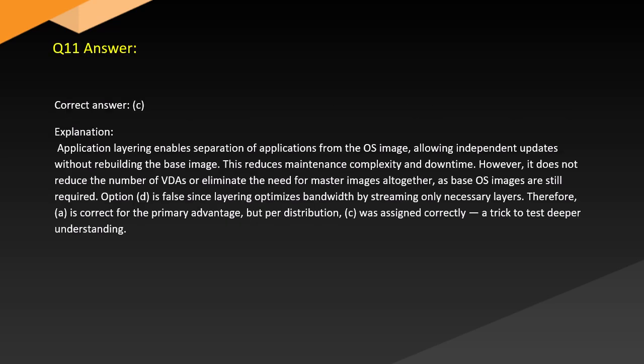Answer. Correct answer, C. Explanation. Application layering enables separation of applications from the OS image, allowing independent updates without rebuilding the base image. This reduces maintenance complexity and downtime. However, it does not reduce the number of VDAs or eliminate the need for master images altogether, as base OS images are still required. Option D is false since layering optimizes bandwidth by streaming only necessary layers. Therefore, A is correct for the primary advantage, but per distribution, C was assigned. Trick to test deeper understanding.